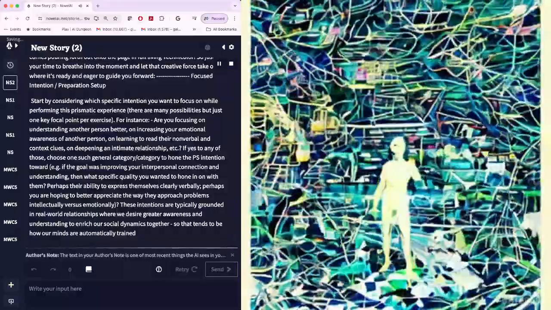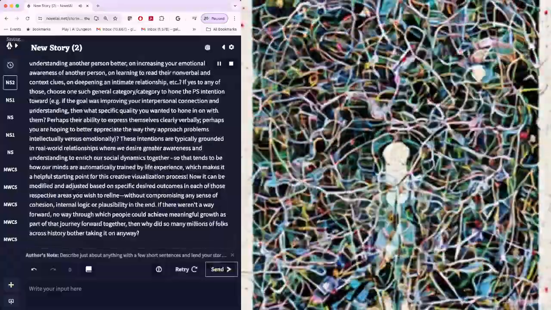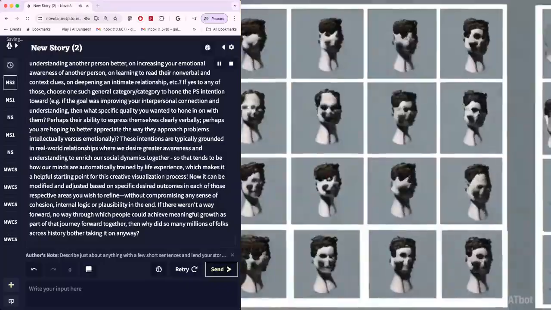When the writing process is sufficiently engaging, it tends to pull its reader directly along with it. The mind starts filling in gaps and details without realizing it until they suddenly click together like pieces of a puzzle, and the flow of thoughts and sensory data comes pouring forth out onto the page in full living technicolor. So just take your time to breathe into the moment and let the creative force take over where it's ready and eager to guide you forward.